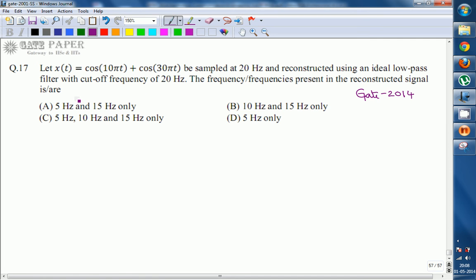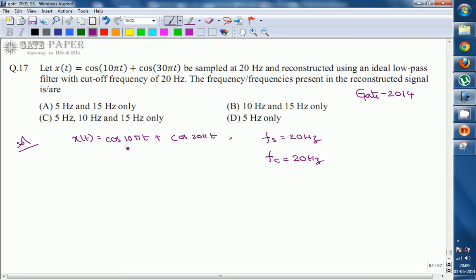So here, given the continuous time signal x of t, it is sampled with a sampling rate of 20 Hz. Coming to the solution, given that x of t equals cos 10 pi t plus cos 30 pi t and fs equals 20 Hz, and reconstructing using an ideal low pass filter with a cutoff frequency of fc equals 20 Hz.